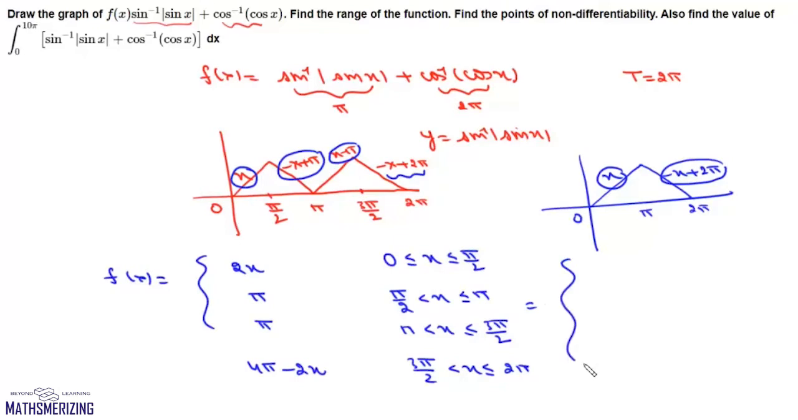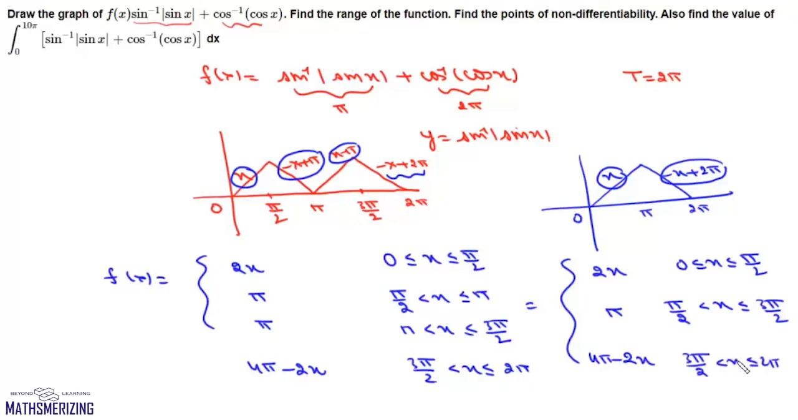So we can write this function f(x) as 2x when x lies between 0 and π/2. It will be π between π/2 and 3π/2, and then we have 4π − 2x when x lies between 3π/2 and 2π.